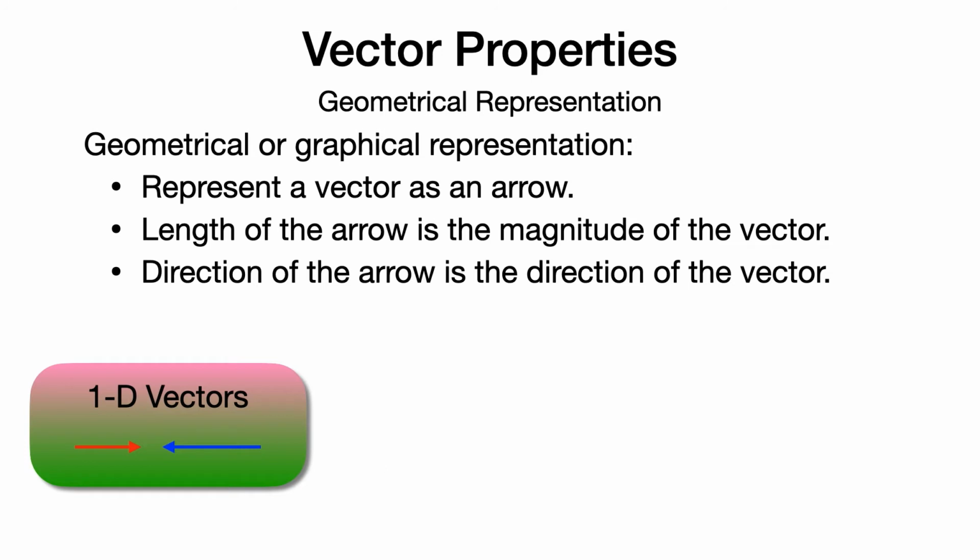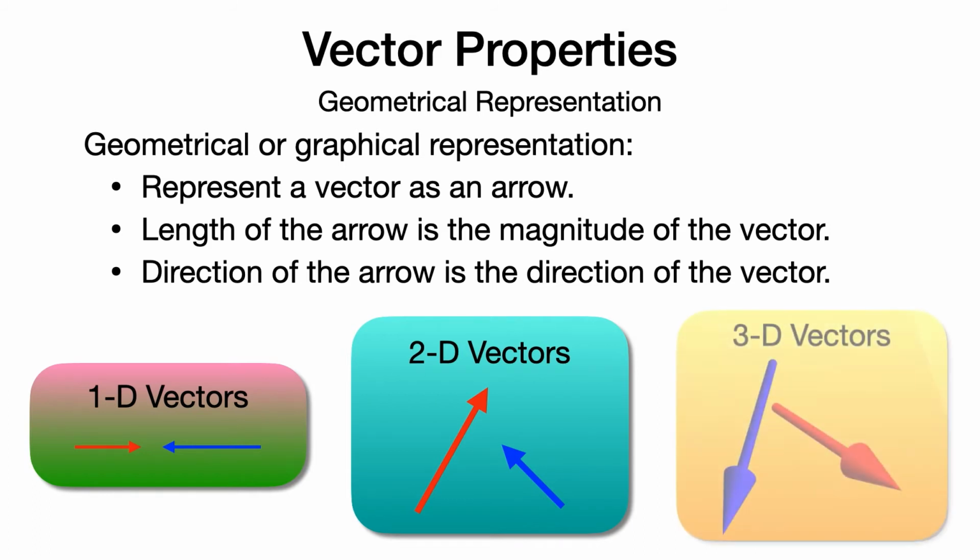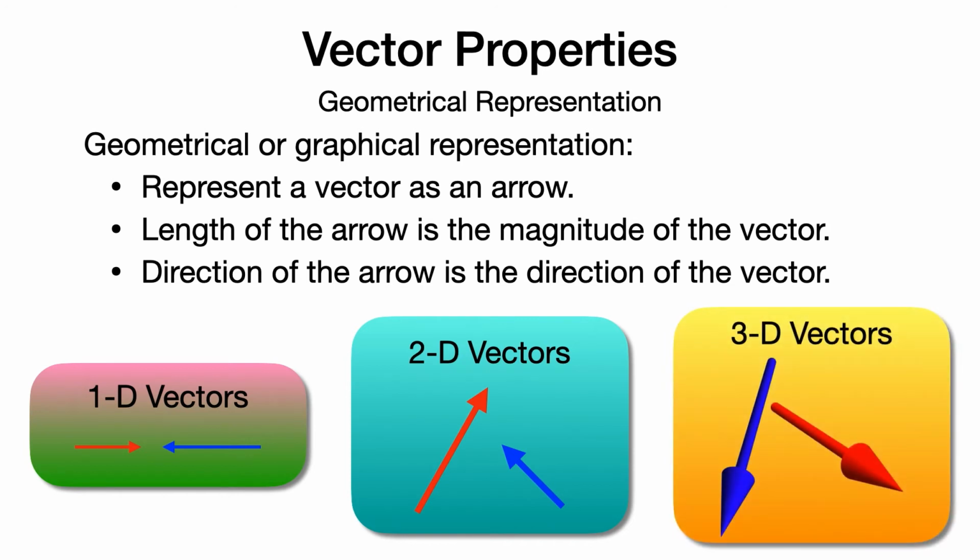So in 1D, we have either arrows which are pointing to the right, which would have positive values, or vectors pointing to the left, which would have negative values. If we go to 2 dimensions, well, we now have the freedom to rotate those vectors around in a plane. And if we go to 3 dimensions, well, this becomes a little bit more difficult to draw, especially by hand, but we can now move these vectors represented by arrows to point in any direction in space.